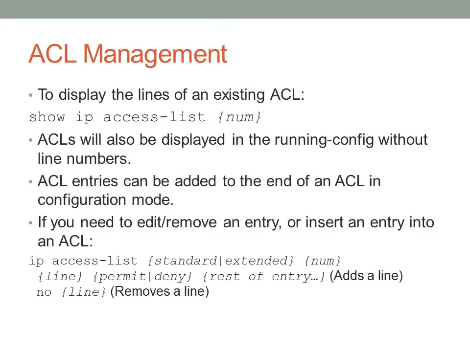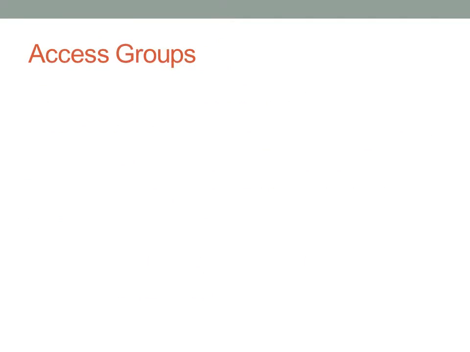And then after that, you would specify the line number to remove a line, or you would specify a line number if you want to add it in the middle, and then specify the syntax for the rest of the entry that would follow the syntax that we went over in the previous slides. So again, there's a separate configuration mode if you want to add or remove entries from the middle of an access list.